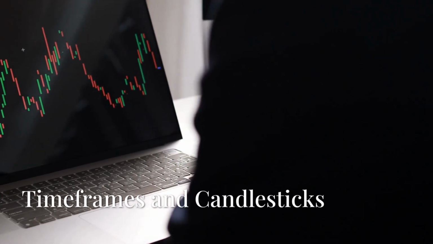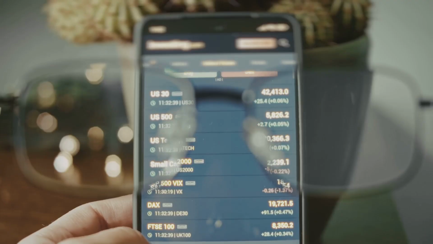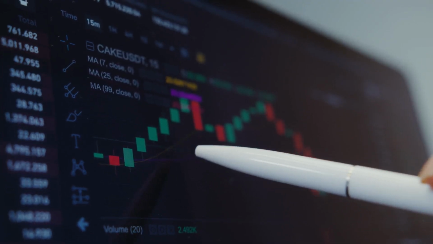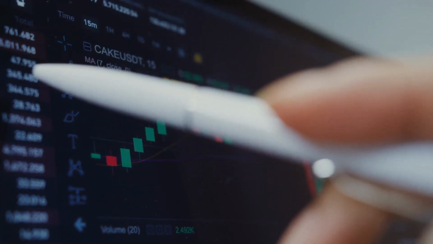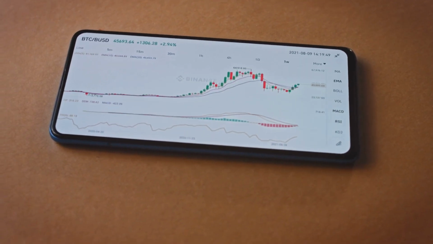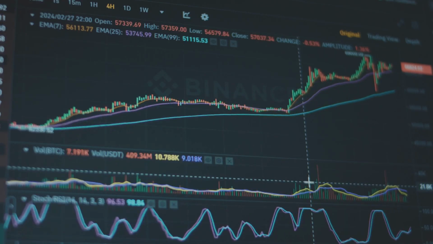How to read charts at different speeds. Every crypto chart lets you choose a time frame, which simply means how much price data you want to see at once. A 1-hour chart shows price movements every hour, perfect for spotting short-term action. A daily chart gives a broader picture showing how price moves each day, and the weekly chart helps you zoom way out to see the bigger trend.